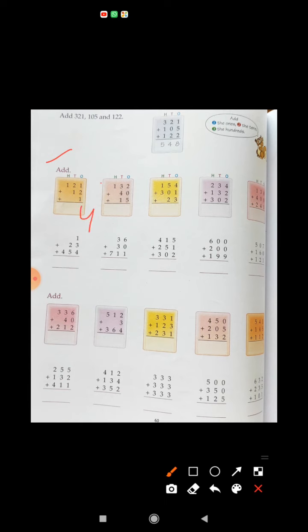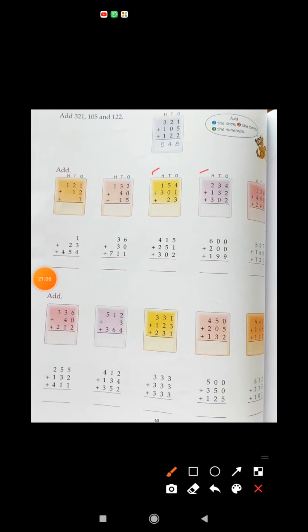Add the tens, 2 plus 1 is 3. Now add the hundreds, here 1 is there only, right, here 1. The answer is 134. Now next question, 132 plus 40 plus 15. First we will add the ones. 2 plus 0 is 2, 2 plus 5 is 7. Add the tens, 3 plus 4 is 7, 7 plus 1 is 8. Now add the hundreds. 1 plus 0 is 1. The answer is 187.